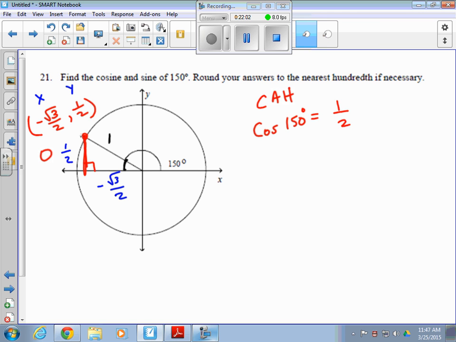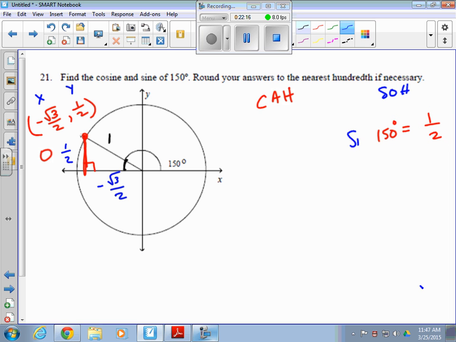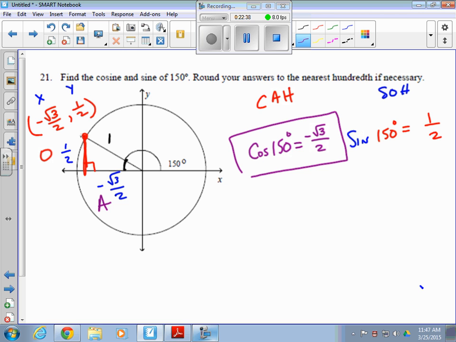I'm sorry, that was the sine I was doing. So all we got to do is change this one to the sine. That'll be the sine one. The SOHCAHTOA part, so, because that was the opposite. So the sine of 150 equals 1/2. The adjacent one is this one here. So the cosine of 150 equals negative square root of 3 over 2. And that would be over the hypotenuse, so it'd be over 1. So this is the cosine of 150 degrees, and this is the sine of 150 degrees.